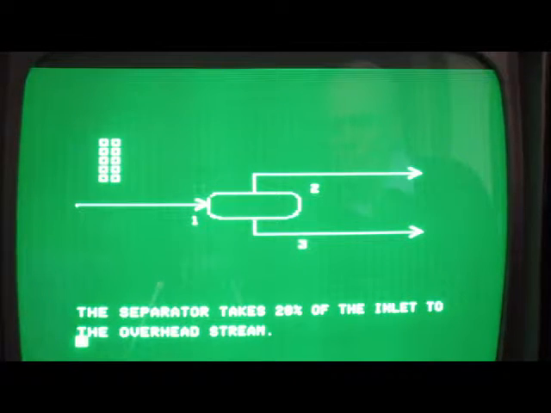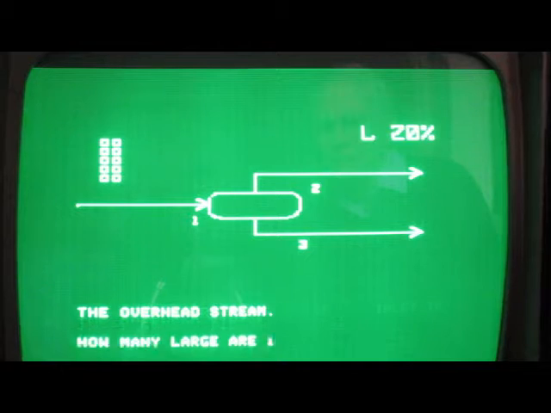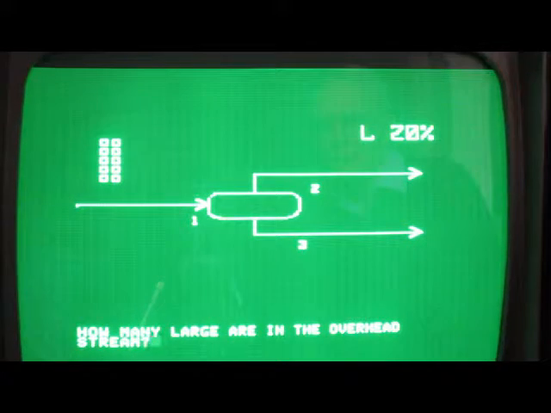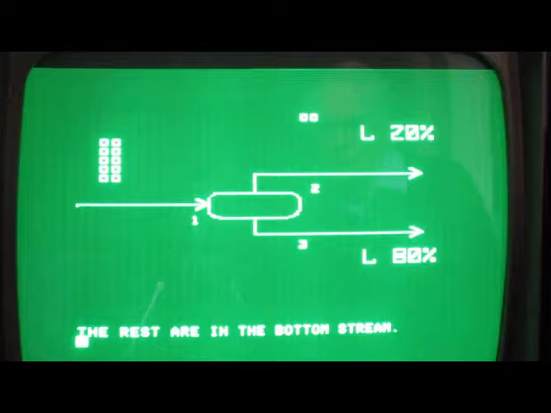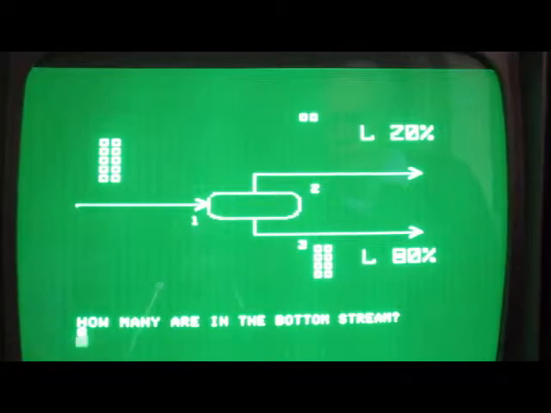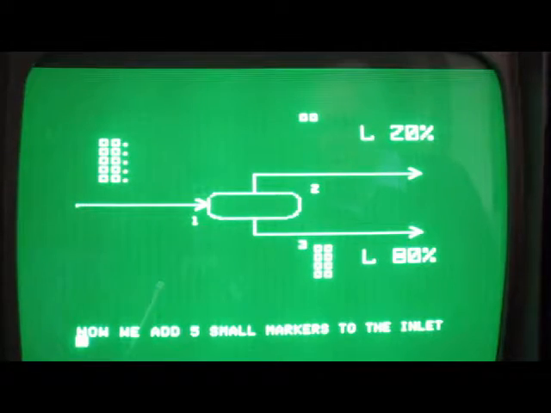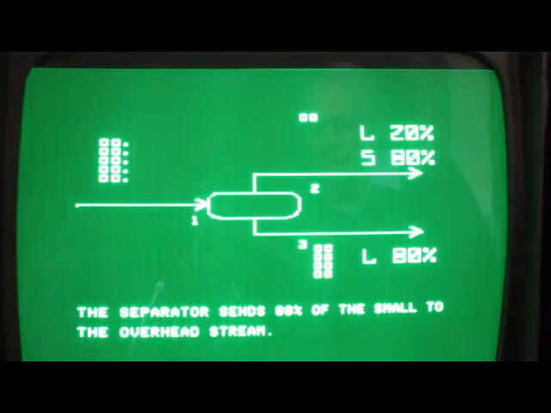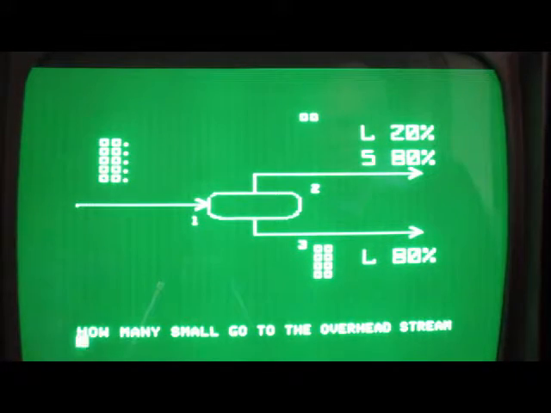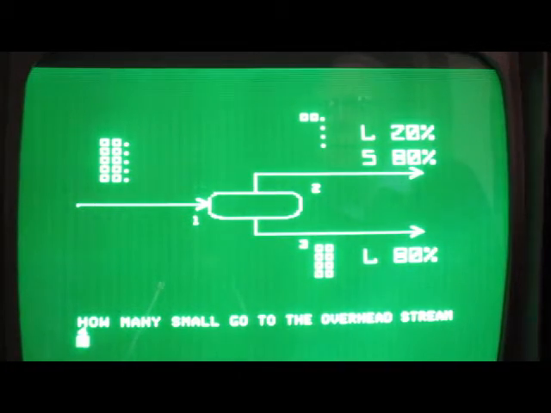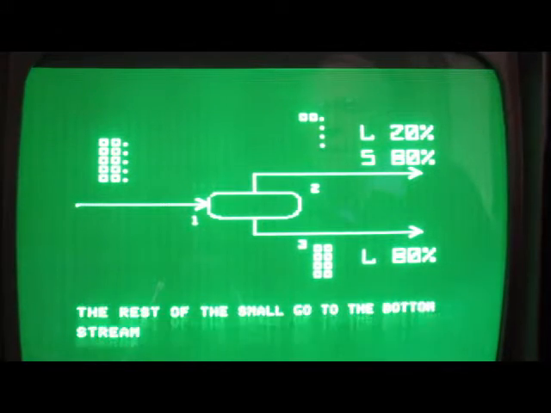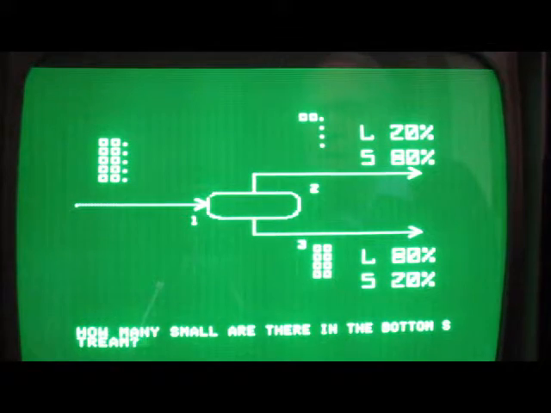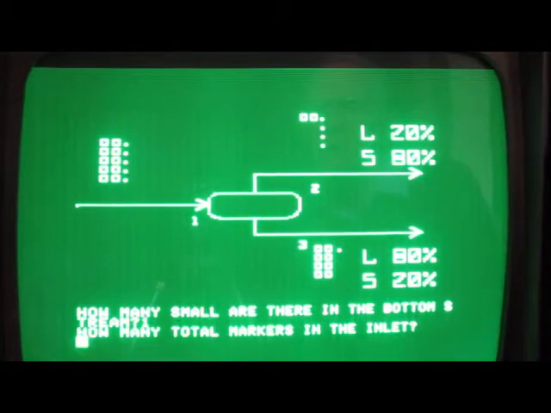The inlet has 10 large markers, and the separator takes 20% of them to the overhead stream. So there must be 2 going overhead. The rest are in the bottom stream, and that would be 8. We add 5 small markers to the inlet, and 80% go overhead, so that's 4. Then there must be 1 going to the bottom stream.